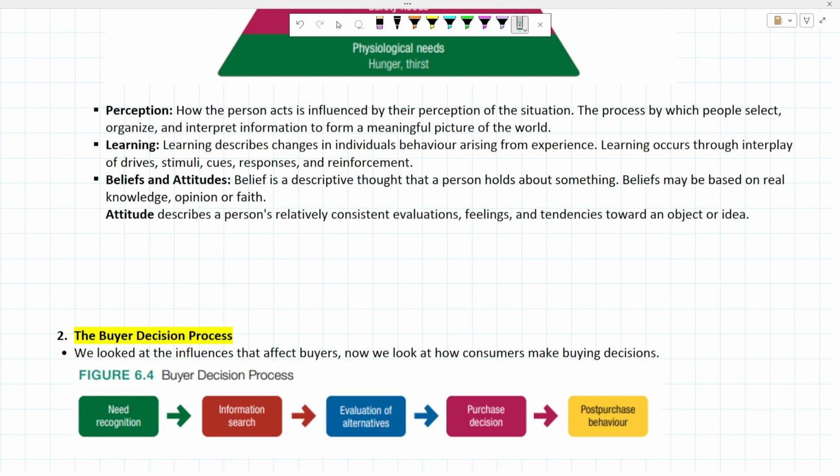Learning. Learning describes changes in individuals' behavior arising from experience. Learning occurs through the interplay of drives, stimuli, cues, responses, and reinforcement. These are all effects of the brain. So when we do something, we have a stimuli effect. We have some cues that maybe trigger us to do something. We have just responses to things that are automatic, and reinforcement.